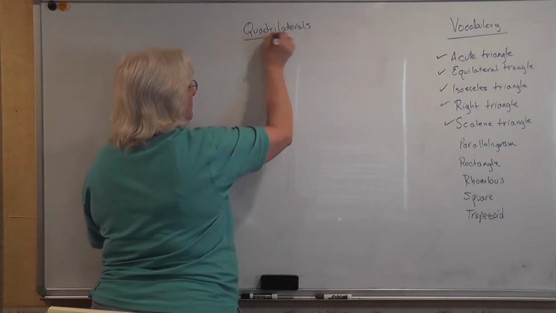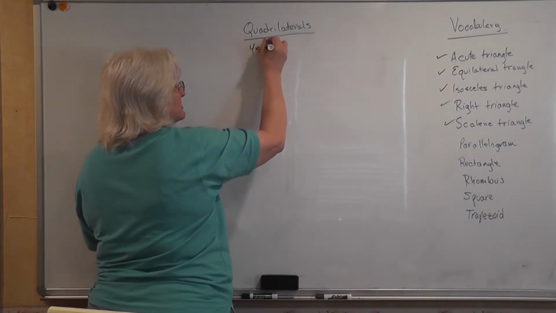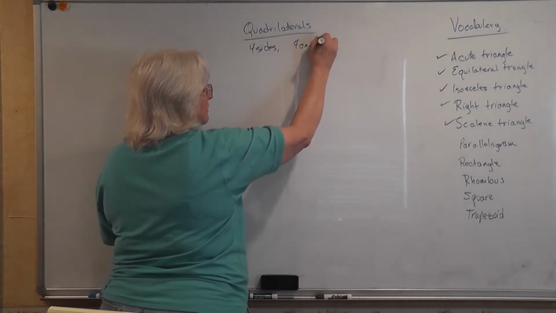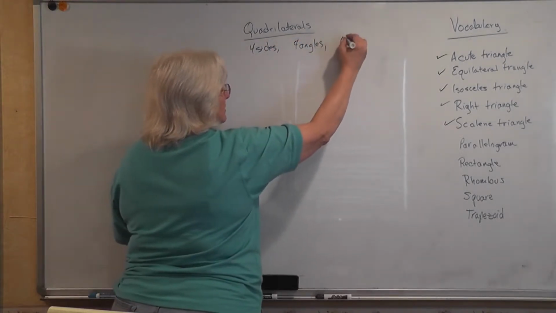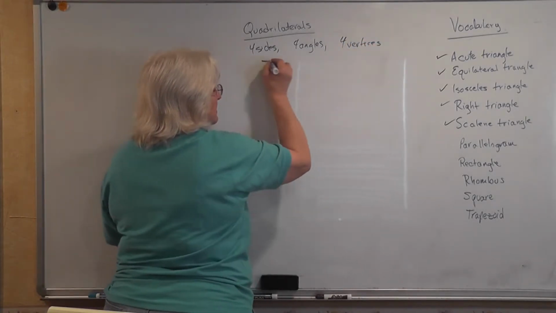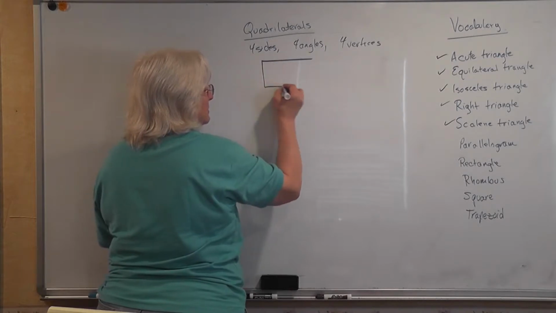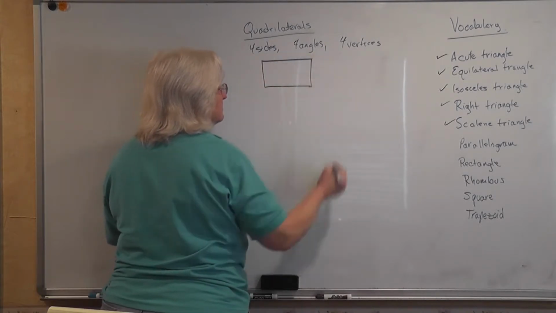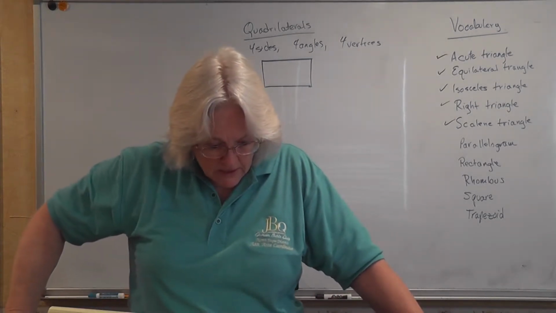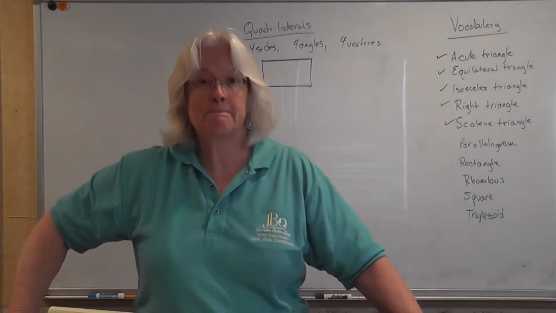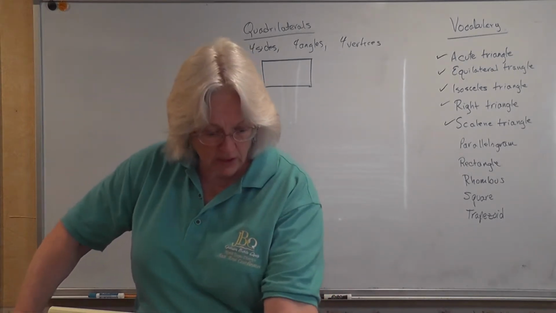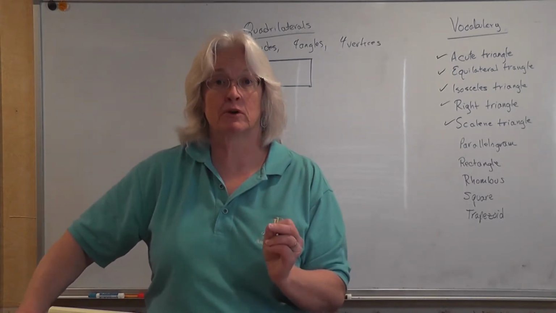Quadrilaterals. Four sides, four angles, four vertices. Here would be an example of a quadrilateral. And all a quadrilateral is, is a four-sided geometric figure. We have two specific ones that we're going to talk about right now.